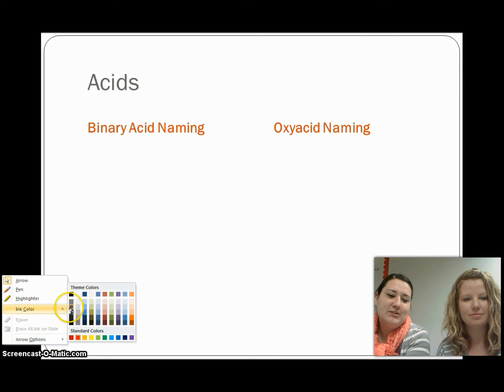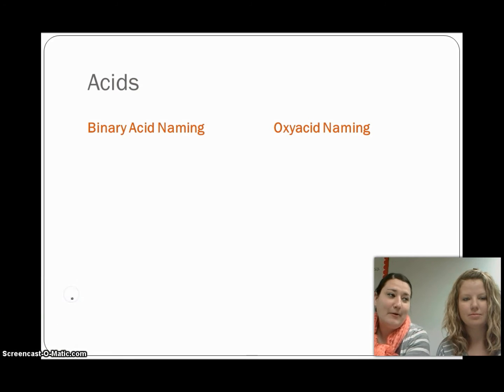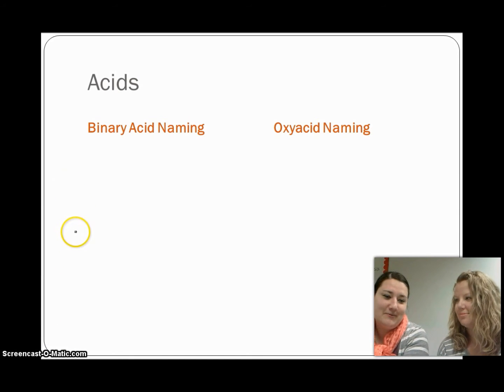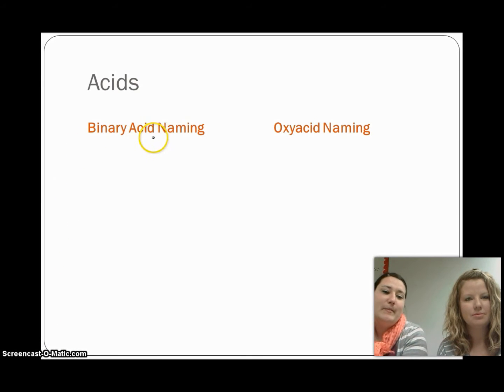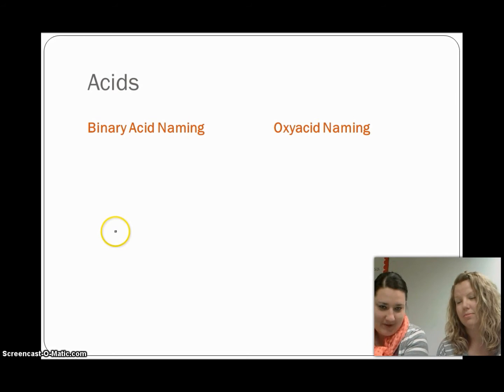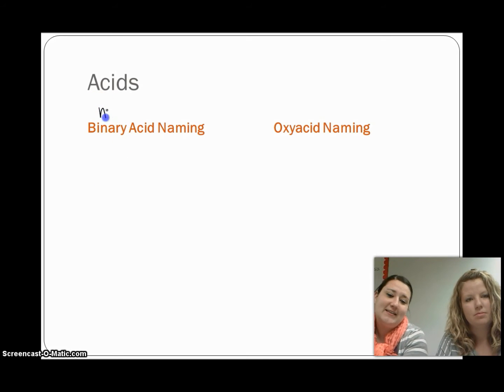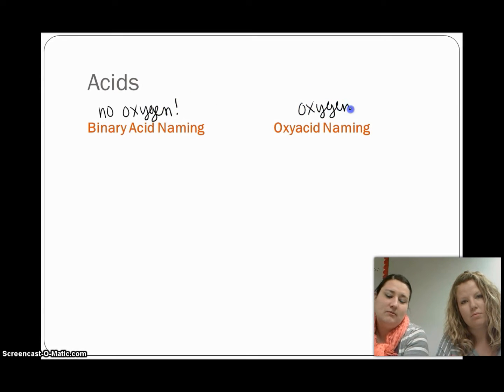We are going to finish talking about and naming acids. So first off, we're going to start with binary acids. Remember, binary acids are going to be what, Miss Covarrubias? Binary acids have no oxygen. No oxygen, correct. And then the oxyacids are going to have oxygen. Make sure you know the difference here. So when we go through these rules for naming, you can decide if it's binary or an oxyacid.